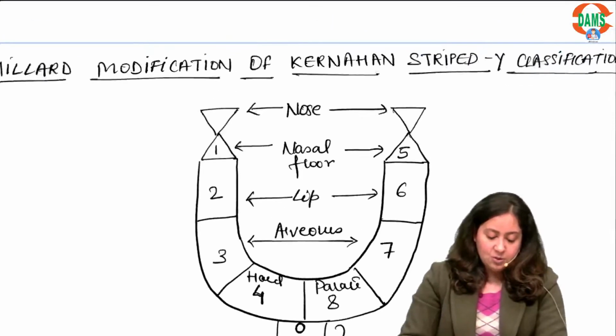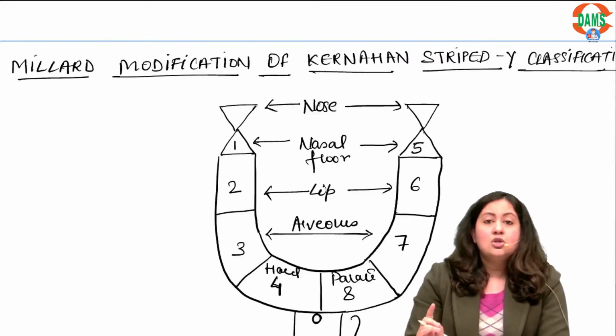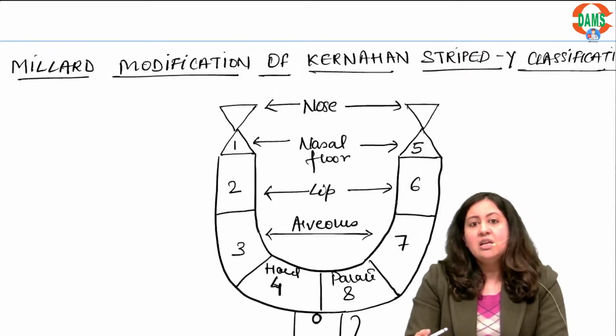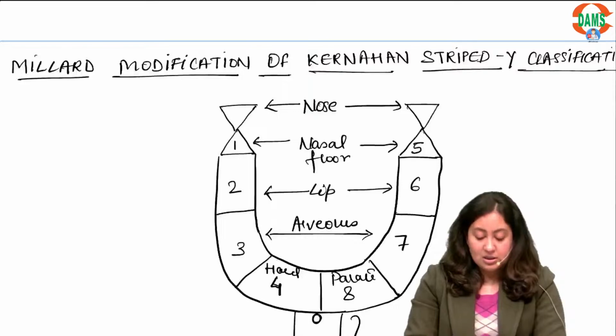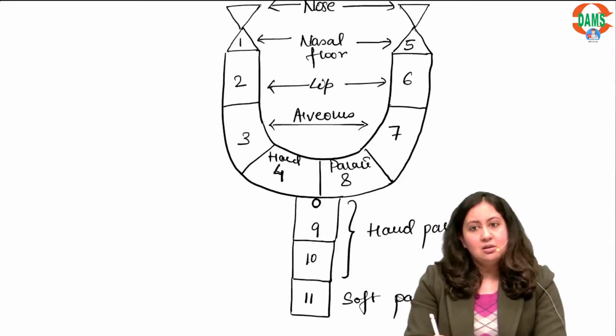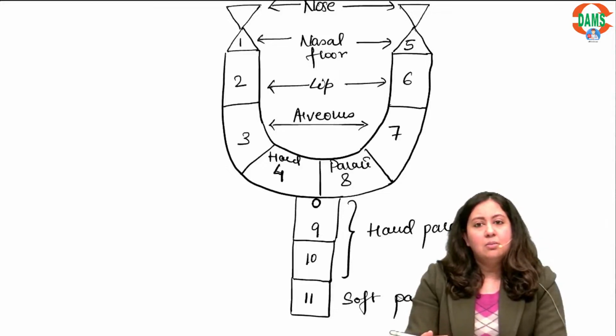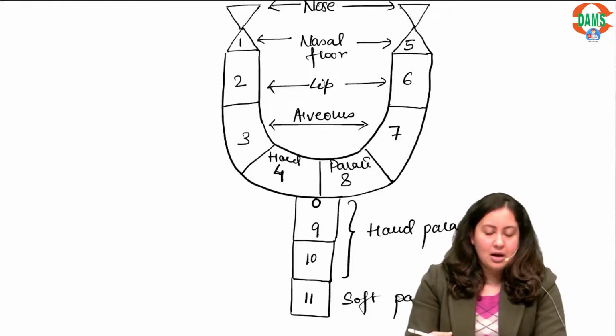Now we have something known as Millard's modification of Carnahan's striped Y classification. So what was Millard's modification? He took the nose and the nasal floor also into consideration, and he did not divide it into primary and secondary palate. He considered palate anterior to the incisive foramen also as hard palate, and posterior to it also as the hard palate.